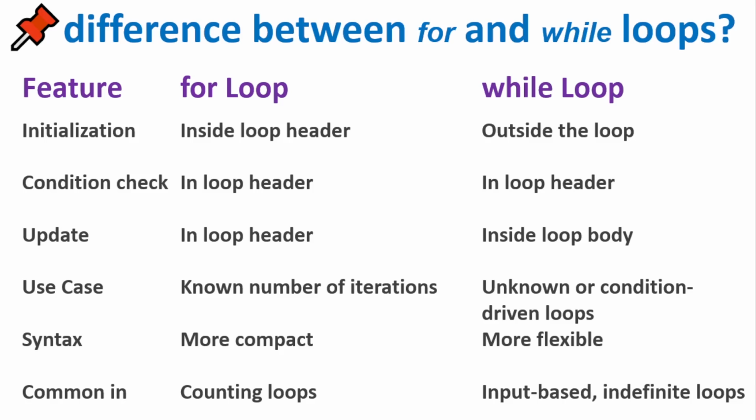With initialization and update usually placed outside or inside the loop body, giving it more flexibility. For loops are commonly used for counting or when the number of iterations is predetermined. But while loops are better suited for input-based or condition-driven scenarios where the number of iterations or repetitions is not known in advance.